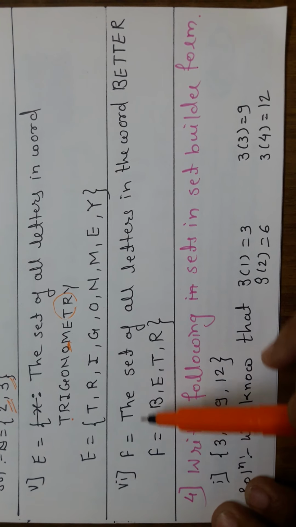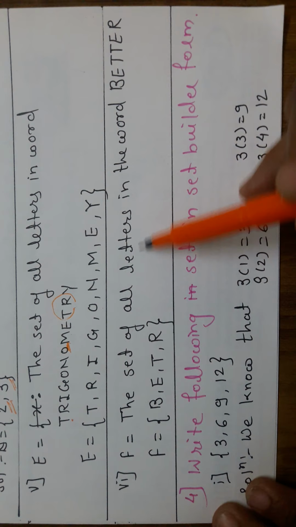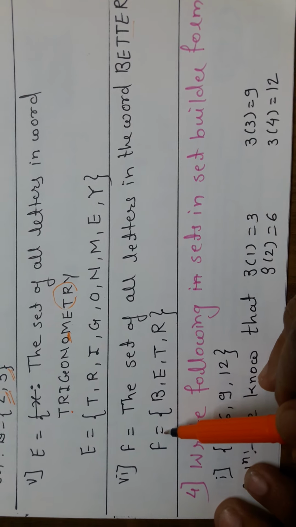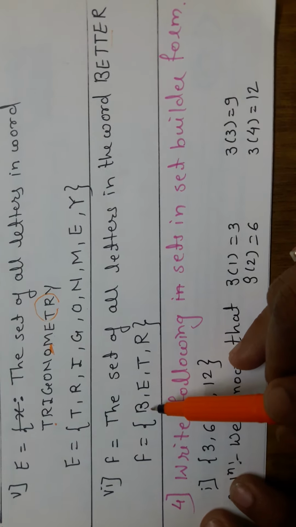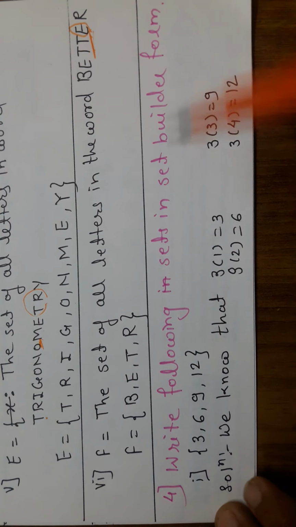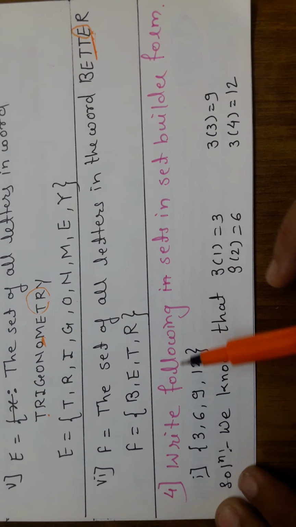Next, sixth, F is equal to the set of all the letters in the word better. So F will become a set of B, comma, E, comma, T, comma, R, because T is there 2 times and E is also there 2 times, so we will write E and T one time.